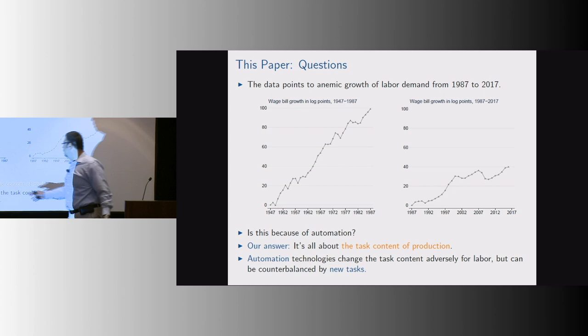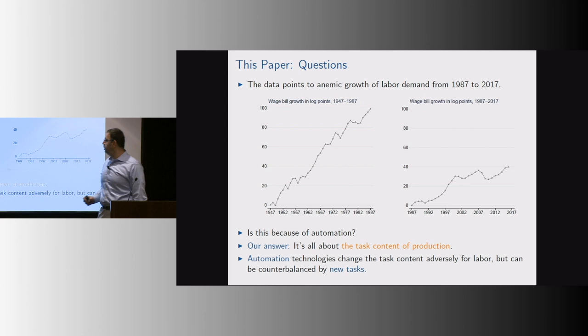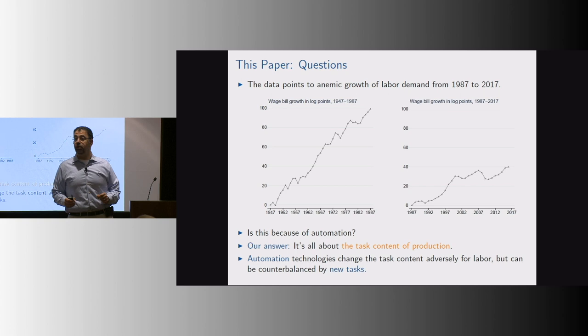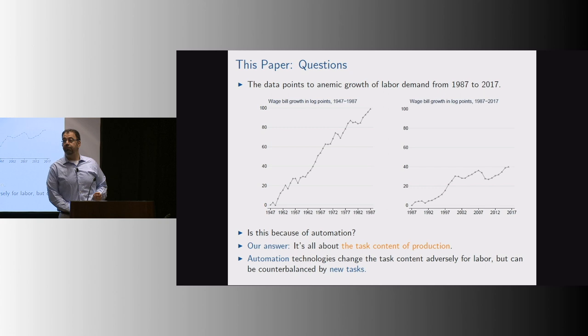So in particular, we're going to be pointing to the creation of new tasks as a type of technology that counterbalances automation by improving the task content of production. And both of these technologies are very different from what most labor economists and macroeconomists work with, factor augmenting technologies. And a subtext of this talk and a lot of the research that Pasquale and I have been doing is to say, actually, it's time to abandon the singular focus on factor augmenting technologies. Not only are they not descriptively good, but they're actually not helping us explain the world.